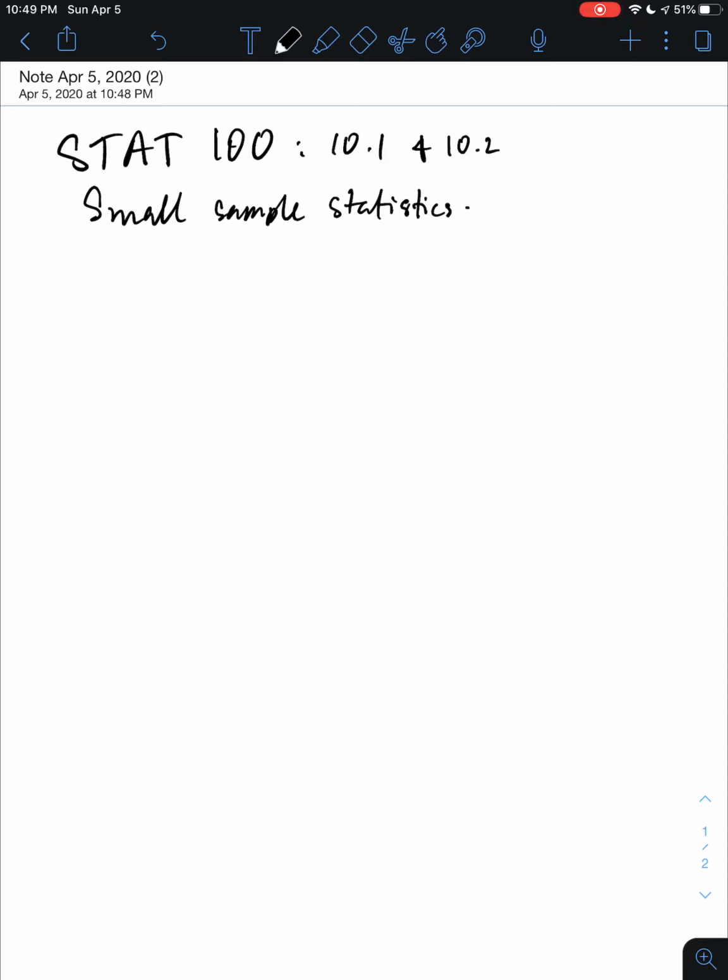Today I'm going to talk about 10.1 and 10.2, and so we're doing small sample statistics in this chapter. There is an interesting story about this. It goes back to a man named William Gossett. William Gossett was a graduate from a statistics program at, I believe, Cambridge University in England. And when he graduated, he went to work for Guinness Brewery in Dublin, Ireland.